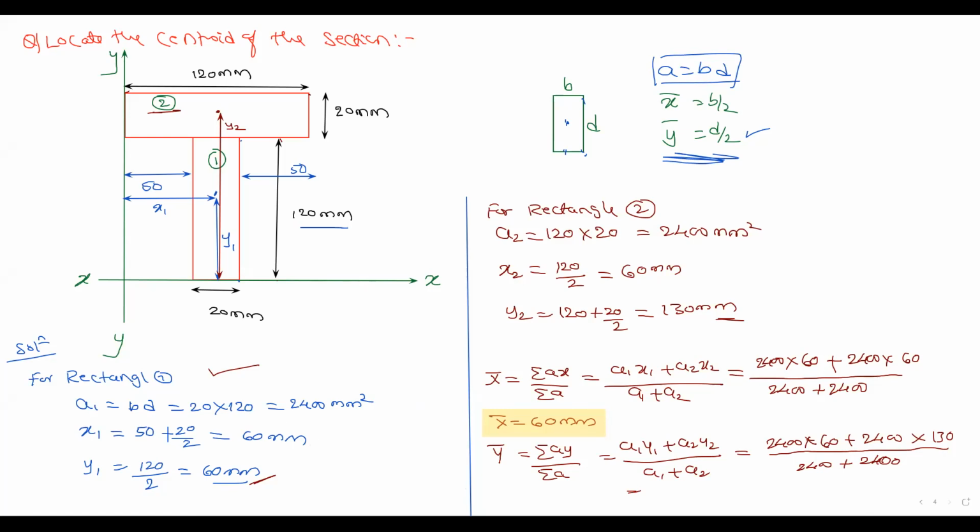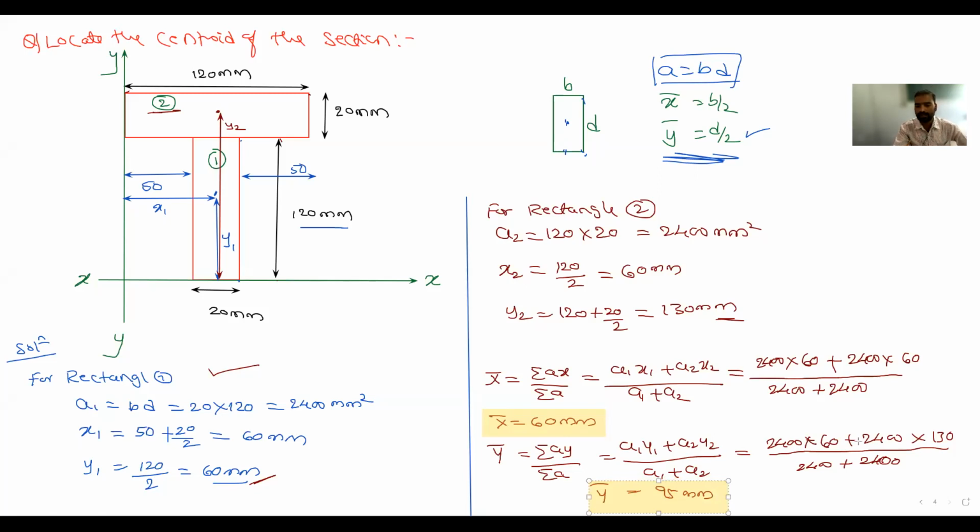95. Yes, very good, correct. That is 95. Okay, that is your answer. Is it understood, everyone? 95 is the correct answer. Is it understood? Yes, sir. Okay, this is how you have to do the section.